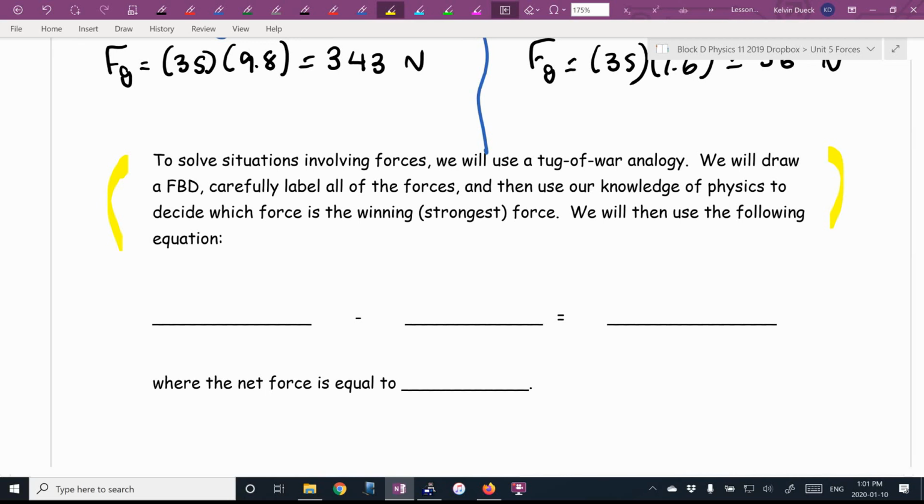So what's the tug-of-war analogy? We're first of all going to draw a free body diagram, labeling all the forces and using our knowledge of Newton's laws to figure out any that are missing. And then we're going to use our knowledge of physics to decide which of all those forces is the winning or strongest force. And then here is the equation. No, you cannot put this on your green sheet. You're going to have to commit it to memory. This is our template that we're going to use to derive every other equation. We're going to go like this. Winner minus loser equals F net.